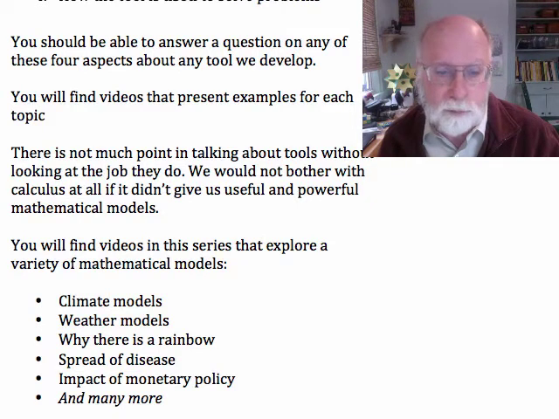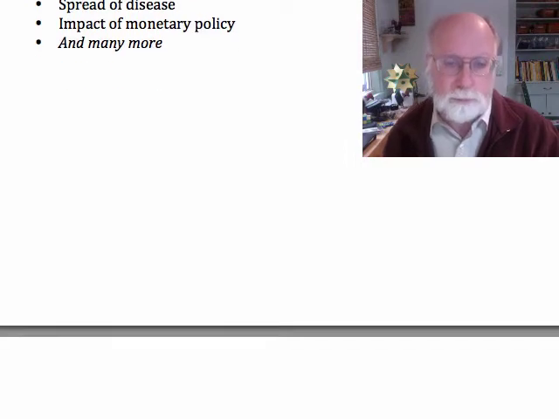Weather models are also very important and are quite different and are even harder than climate models to construct. We can look at other questions like why there is a rainbow, and that involves some mathematical modeling with inverse trig functions. Spread of disease is important. The impact of monetary policy is one which has a lot of interest. So we're going to be looking at lots of different models, and every tool will be explained in part as to what problems it lets us solve.